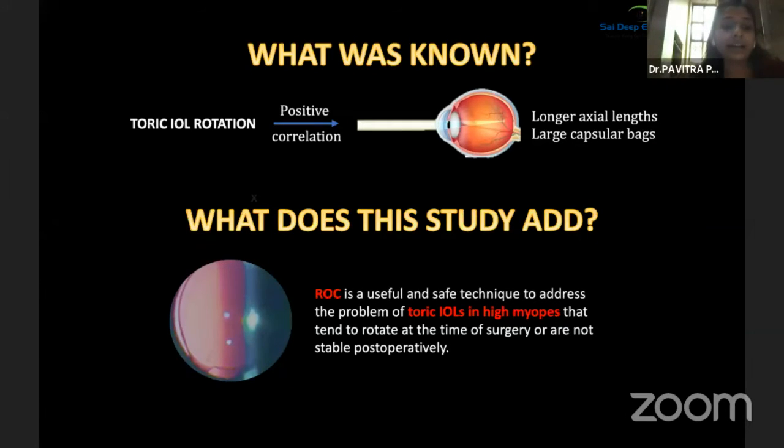And the only prerequisite for where the ROC can be done is an intact central capsulorhexis, which is slightly smaller than the optic diameter of the IOL, which is normally the ideal size of the rhexis that most surgeons aim for. Thank you.